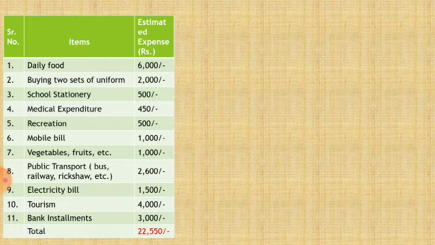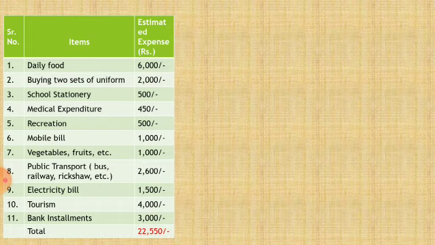Recreation amounted to 500 rupees. Recreation here means the money that you spend for entertainment. For example, you have gone to a restaurant to have lunch or dinner, or you have gone to watch a movie in a movie theater. Those types of expenses are known as recreation expenses.